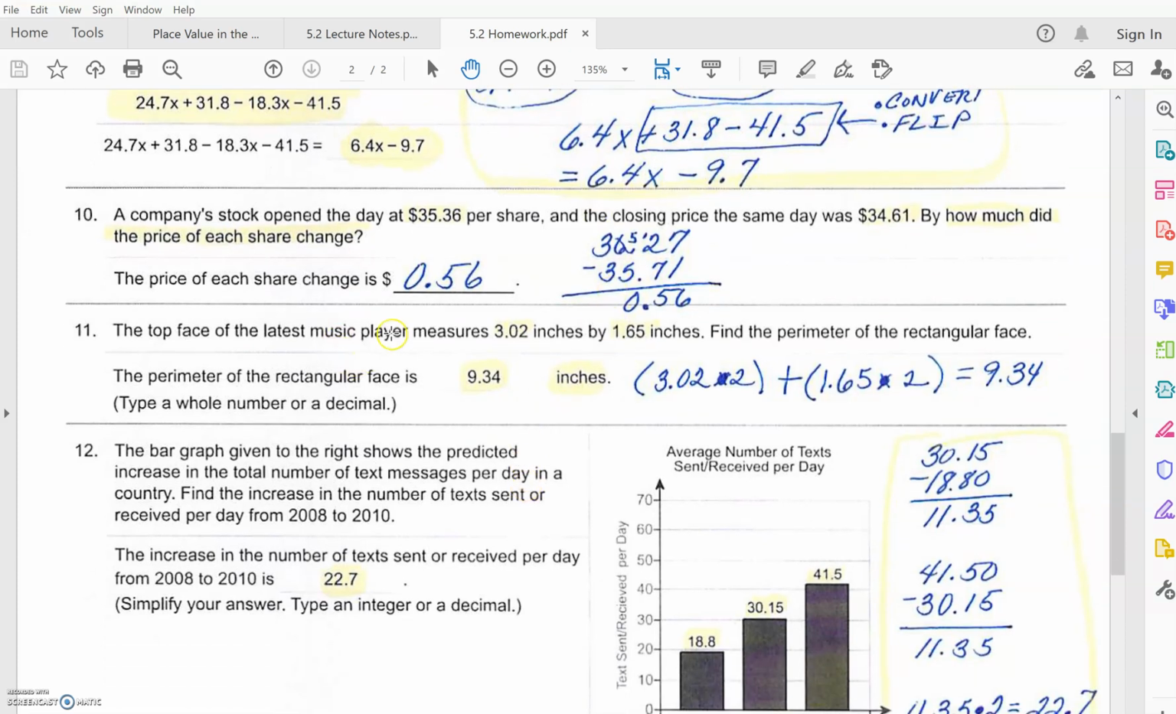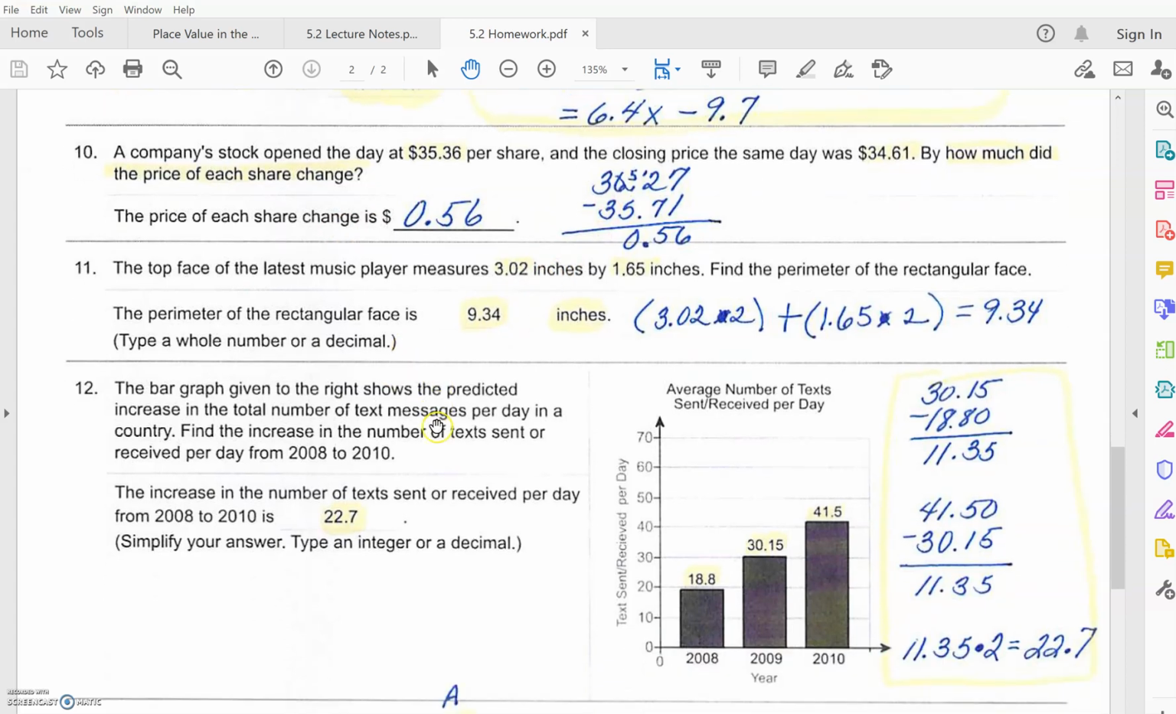Now down below for number 10, it says a company opened, by how much did the price of each share change? So they're talking about there's an opening amount and a closing. So you just take whatever your closing price is and you subtract it by your opening, as you see here, and then that way it'll show you the difference in the price.